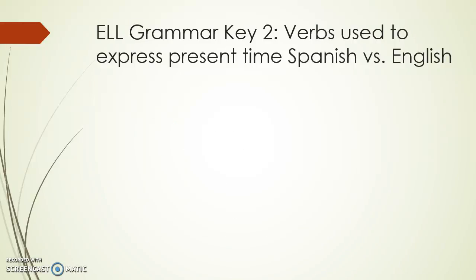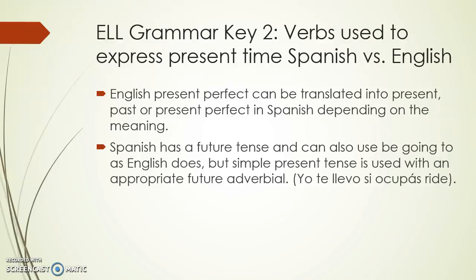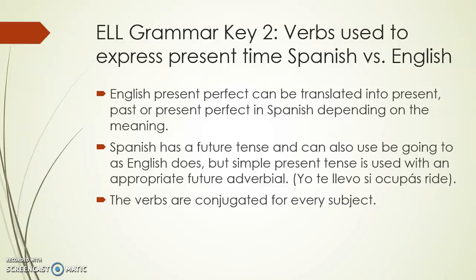If we compare the use of present tense verbs with Spanish verbs, we're going to find that the English present perfect can be turned into present, into past, or to present perfect in Spanish, depending on the meaning. Spanish has a future tense and we can also use be going to as English does, but simple present tense is used with an appropriate future adverbial. And look at the example, yo te llevo si ocupas un ride. Okay, so we're going to have a simple present tense with a future adverbial to talk about something that's going to happen in the future.